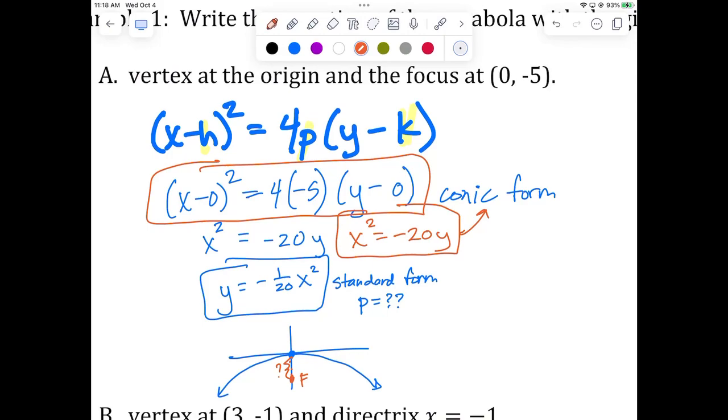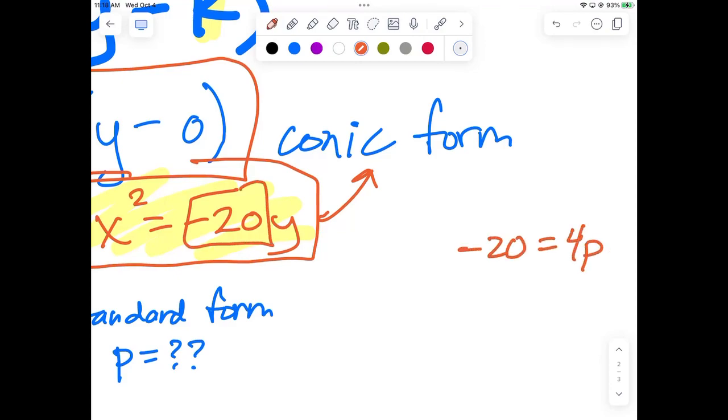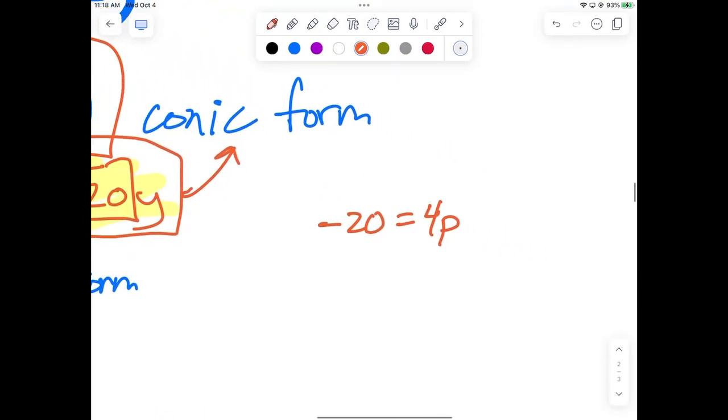Like if I gave you that equation right there, and I asked you what the focal length p is, you would say, oh, the number in front of the non-squared term, -20, that equals 4p, right? It always equals 4p. So how would we solve for p? We would divide by 4 and we get -5. And now you're like, oh, okay. Now I know the focal length is 5 units downward. So I know exactly where to place the focus.